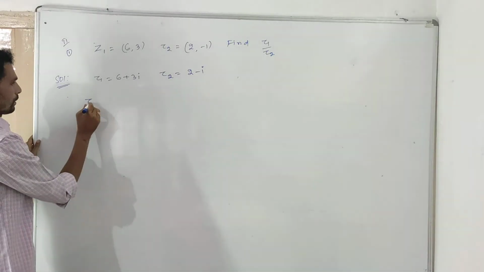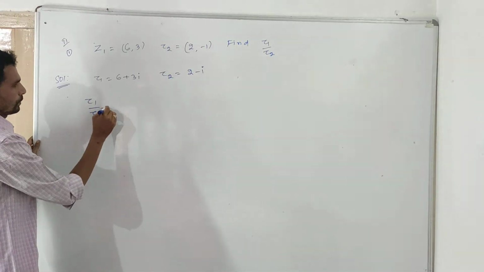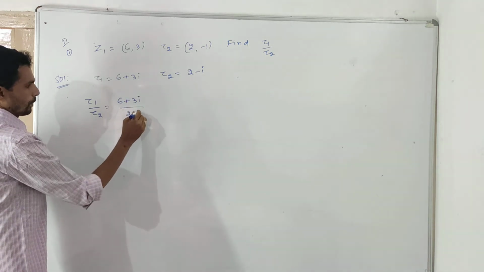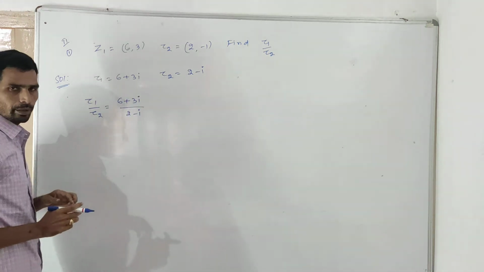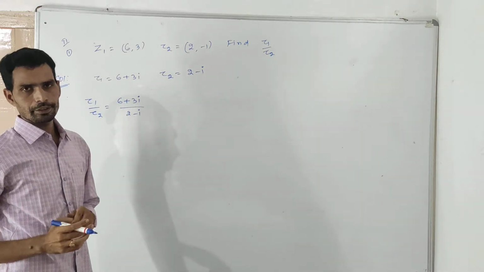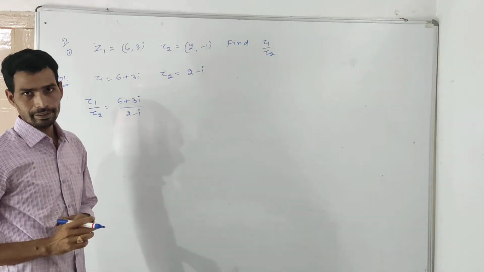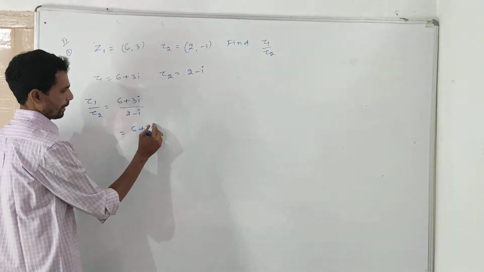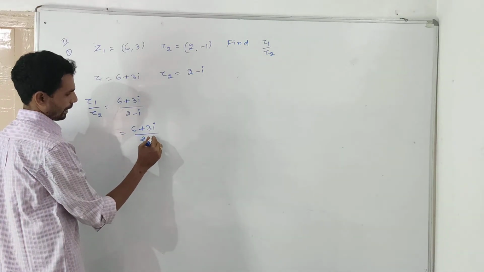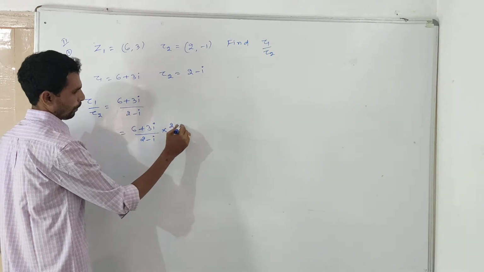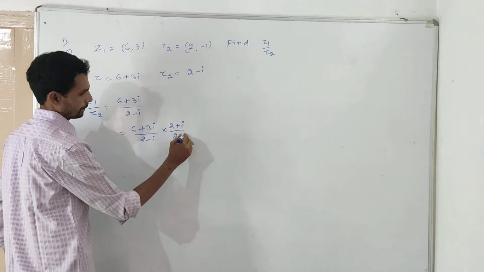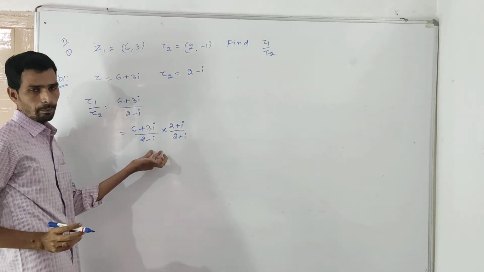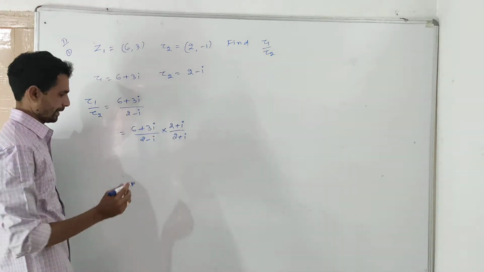What do you want? Z1 by Z2. So (6 plus 3i) by (2 minus i). In a complex number, when numerator by denominator is there, we have to rationalize the denominator only. It can be written as (6 plus 3i) by (2 minus i) into (2 plus i) by (2 plus i). Here the denominator value is 2 minus i, so multiply by 2 plus i by 2 plus i.